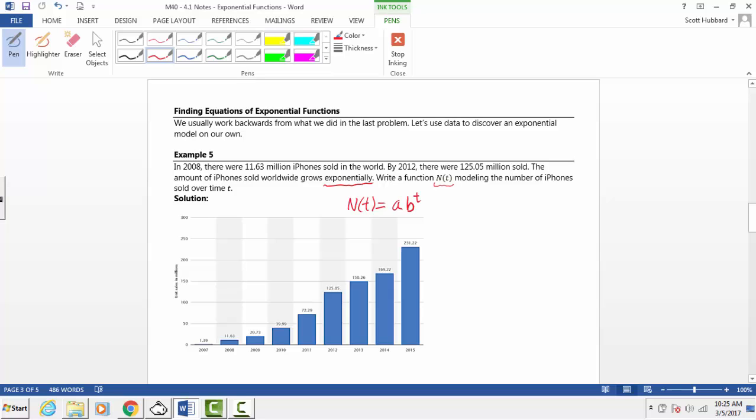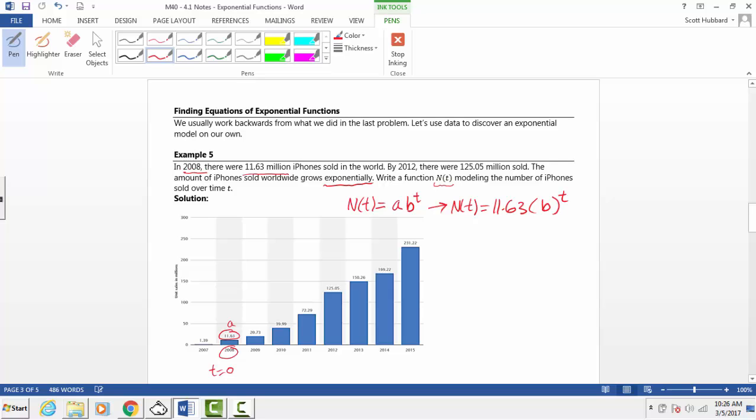Okay. Now remember what a is. a is our initial value. So we get to choose what we want to start at. Here it says in 2008 there were 11.63 million iPhones. And I included a chart here for you. So why don't we start here? So why don't we call that t is equal to 0? That's the starting value. So if t is 0, that means that this is a. a is your starting amount. And so I know that my model looks like this now. N of t looks like 11.63 times the base, which I don't know, raised to the t.